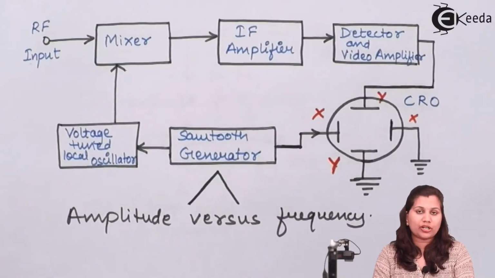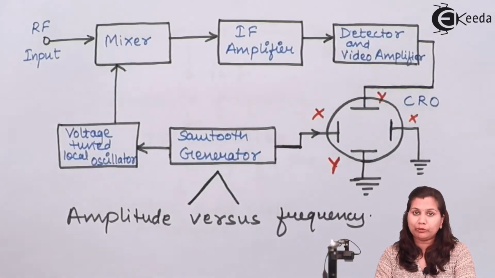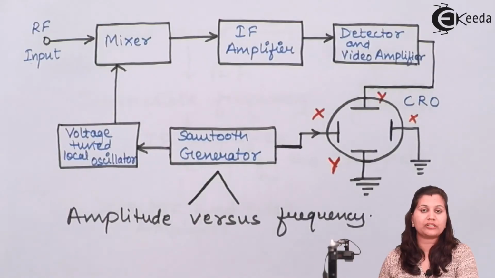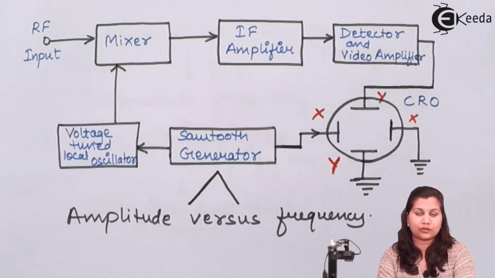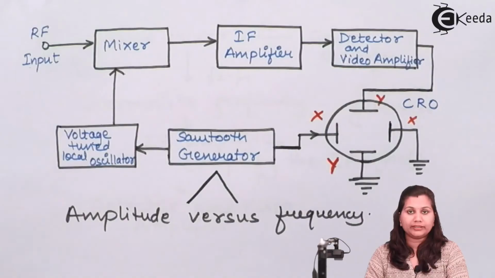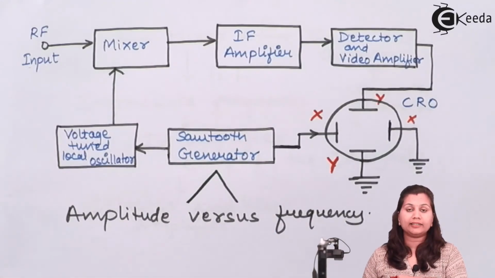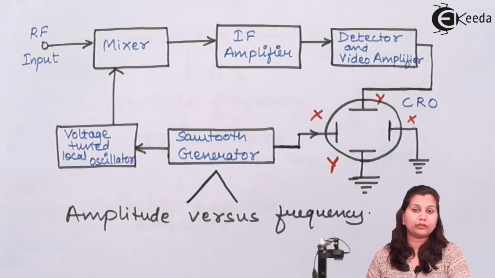Now on the CRO, generally we use the CRO to get a plot of amplitude versus time. So that was the time domain analysis of the signal, whereas here we are getting the amplitude versus frequency plot. So it is called the frequency domain analysis of the signal. In the time domain analysis, we are plotting the amplitude versus the time, and it is used for the measurement of the rise time, fall time, and peak time of the signal.